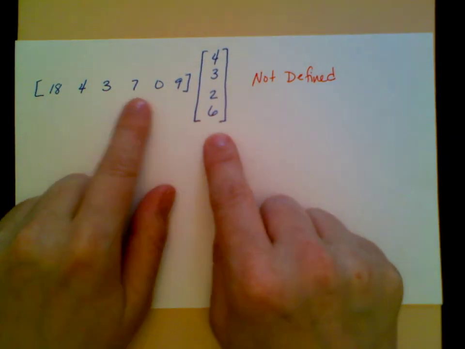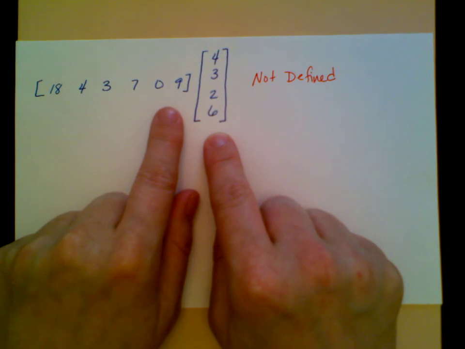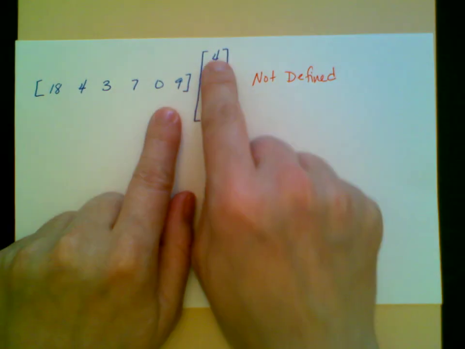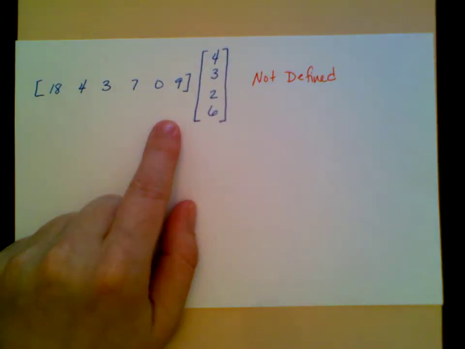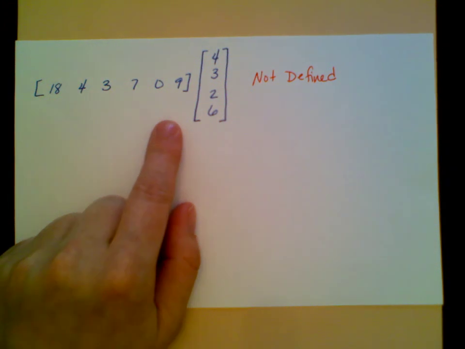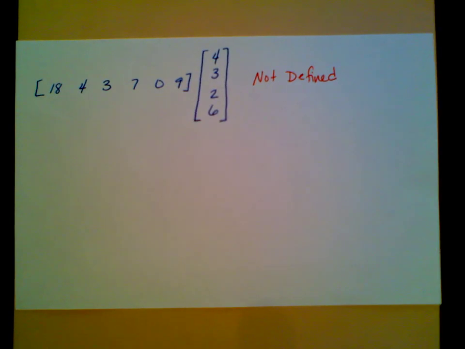Now, it is only in the case where you have a row times a column that you're looking for the same number of elements. In our next video on matrix multiplication, we'll look at the general case. If it's not a row times a column, what do I have to look for in the sizes in order to be able to multiply?